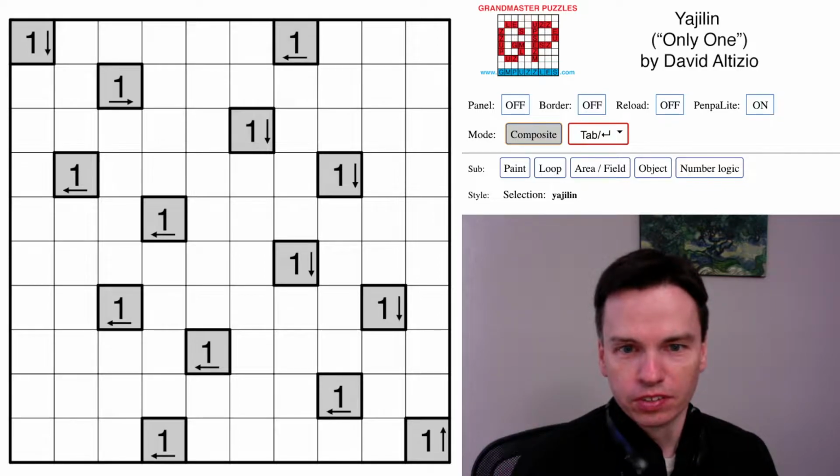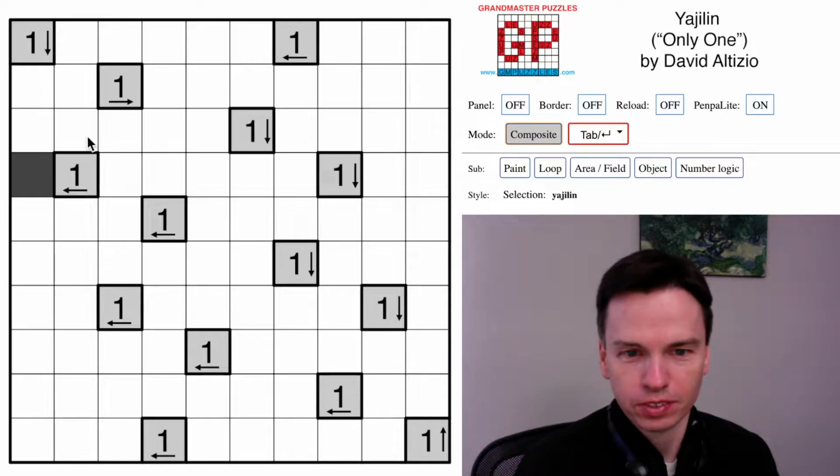So we're here to solve this Yajilin by David Altizio called Only One, with only ones as clues, which is pretty obvious in the grid. There are some easy places like this first one that points straight at a cell, but then even those chain into other groups. For instance, now this one down has all of its singletons placed, which means we leave just behind one cell for this.